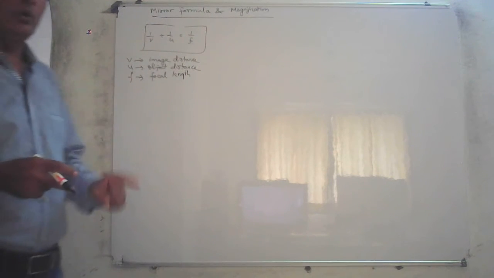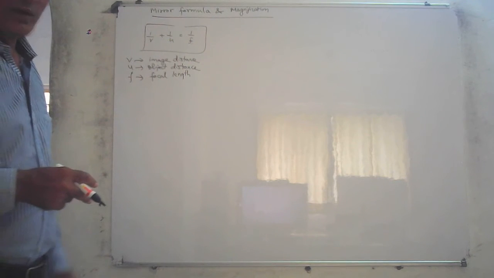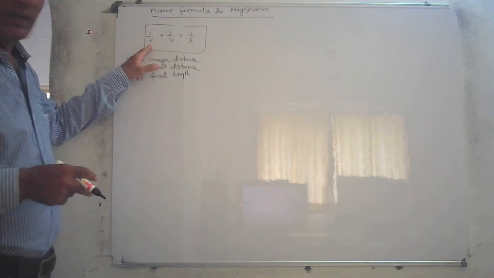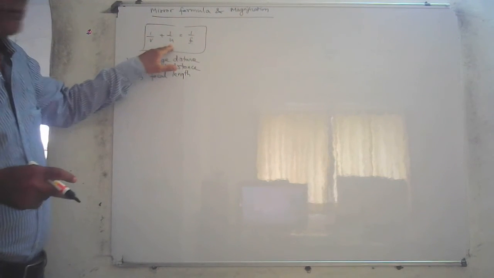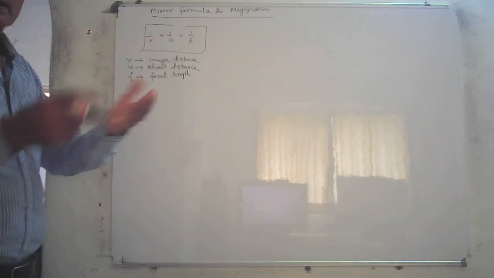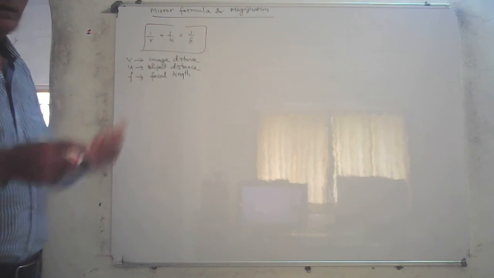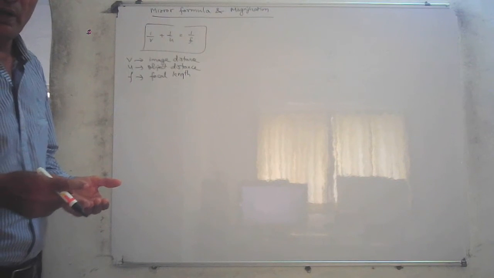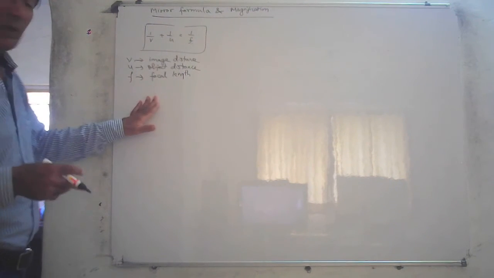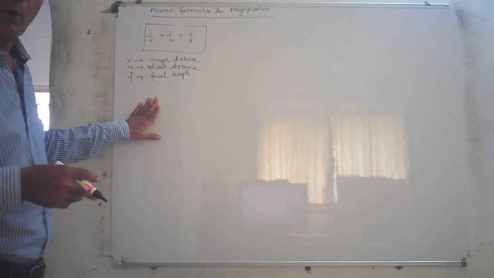But for that you will require Cartesian sign conventions. Whether V should be positive or negative, U should be positive or negative, F may be positive or negative, depending upon the position of the object, depending upon whether it is a concave mirror or a convex mirror. And this is where Cartesian sign conventions become important.